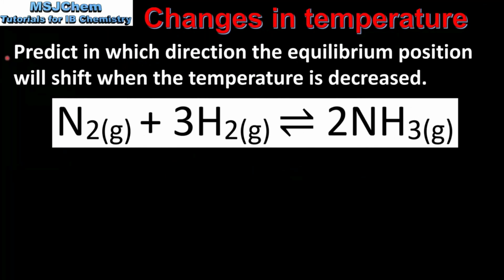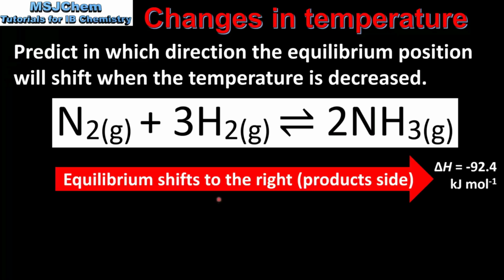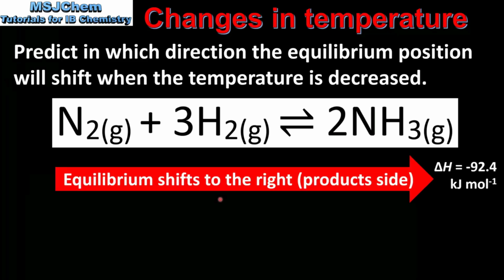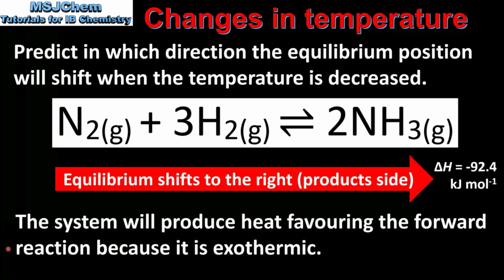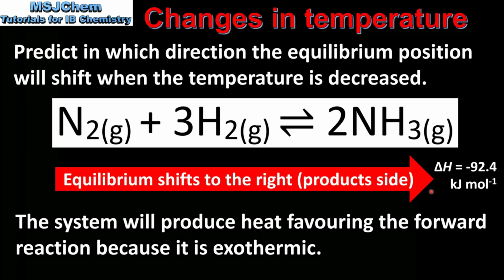Next, we'll predict in which direction the equilibrium position will shift when the temperature is decreased. So when the temperature is decreased, the equilibrium position will shift to the right, which is the product side. And the reason for this is that the system will produce heat, favoring the forward reaction, because it is exothermic. When the temperature is decreased, the equilibrium position will shift in the exothermic direction, which is to the right.